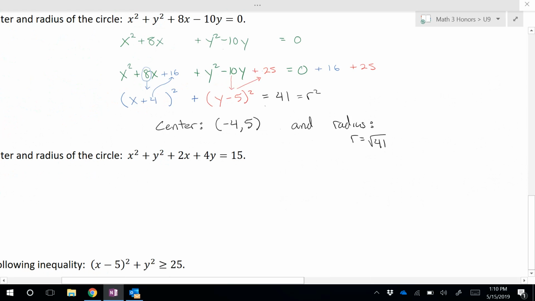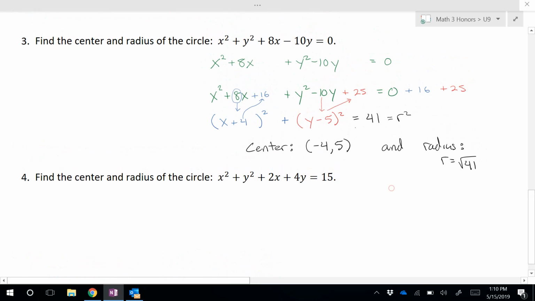Okay. So why don't you guys try that process on this next example? See if you can get it in the right form and choose the right center and radius.